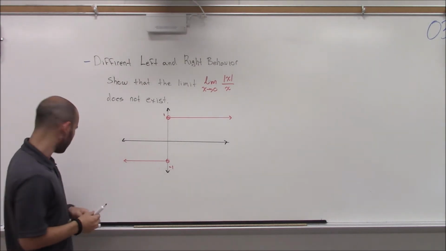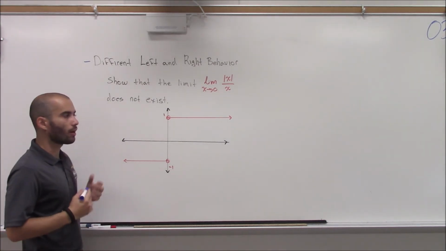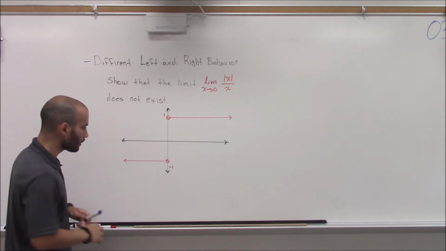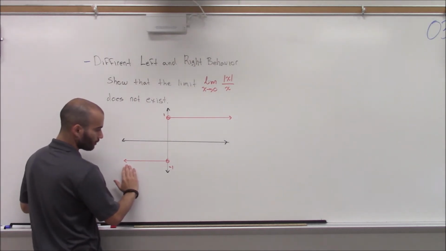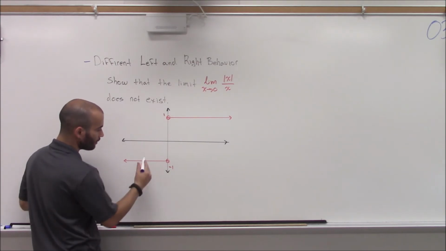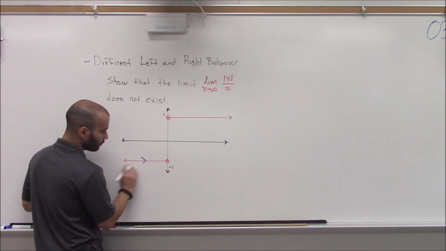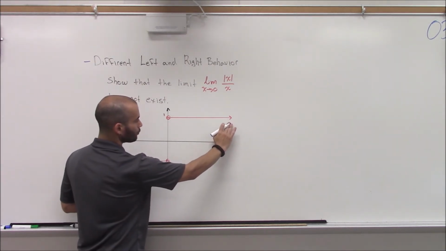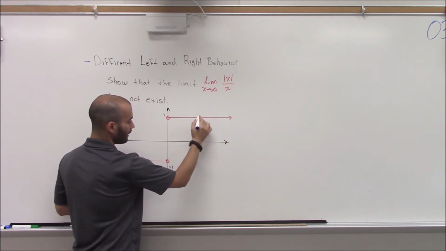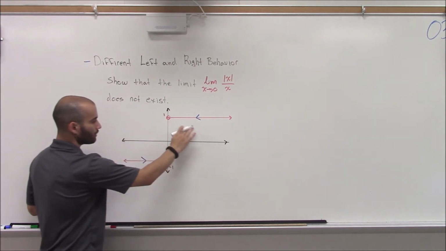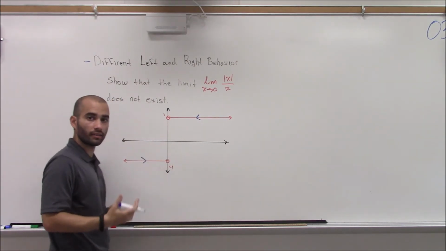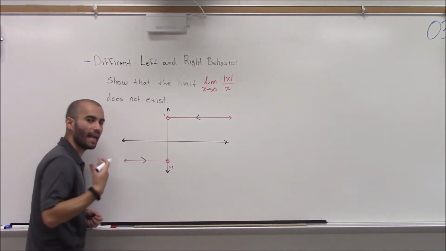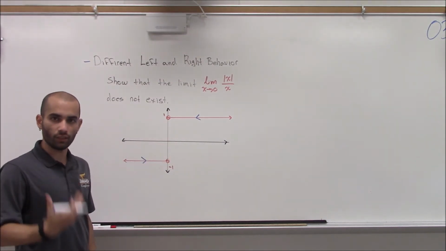So, let's ask ourselves, what is happening to our y values as x gets closer and closer to 0? As we're getting closer and closer to 0 from the left-hand side, we're always going to be at -1. As we get closer and closer to 0 from the right-hand side, we're going to get closer and closer to +1. So this is a case where the left and right behavior are not equal to each other.